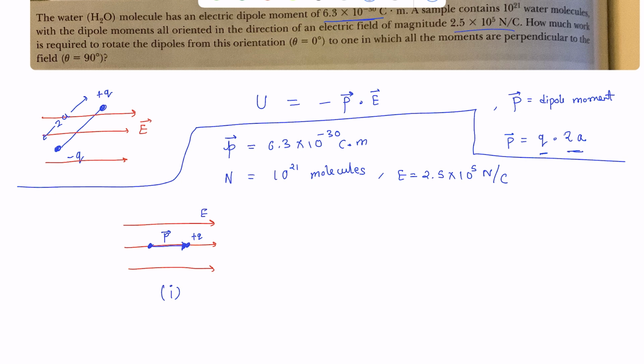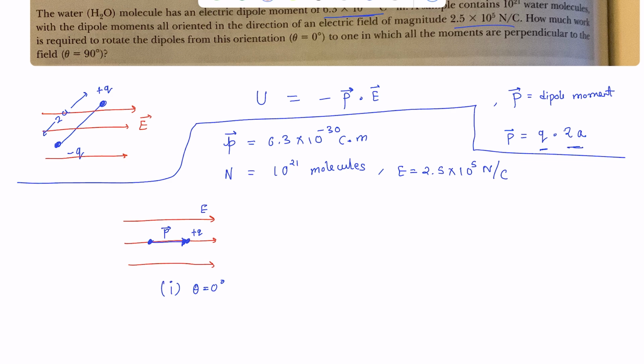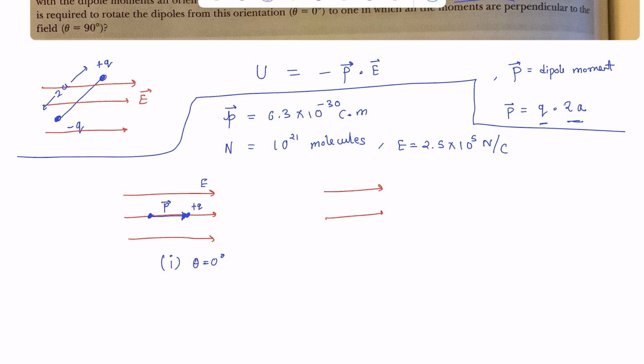How much work is required to rotate the dipoles from this orientation, this is the theta equals 0 orientation, to one in which all the moments are perpendicular to the field? So I'm just talking about one moment right now, one water molecule moment. So this is the final condition, 90 degrees. And this is our dipole here. I'm just going to make an arrow to show that that is the dipole, but it's really like this. If there's an arrow like that of dipole moment, it is plus q and then minus q, like that. This is the same thing.